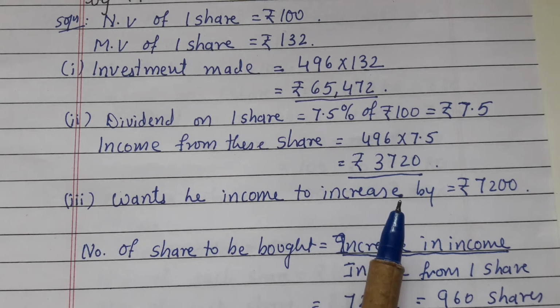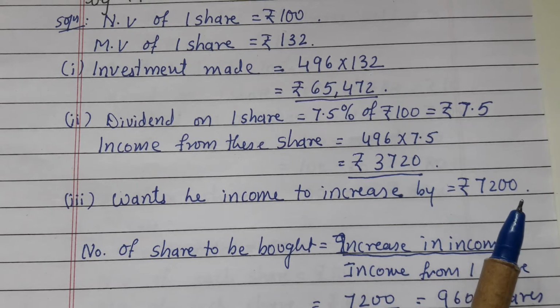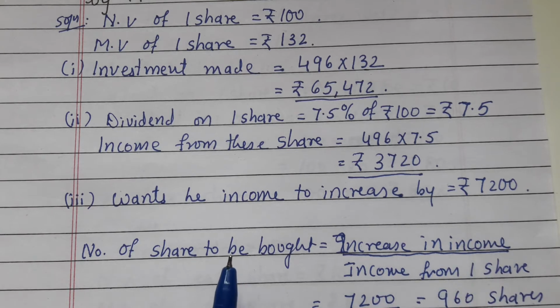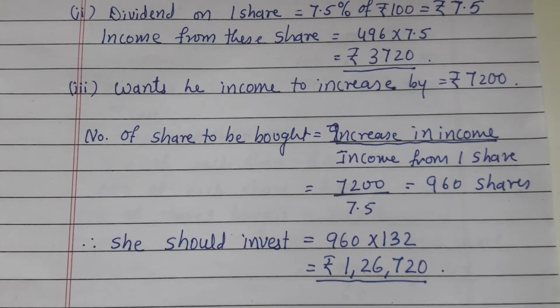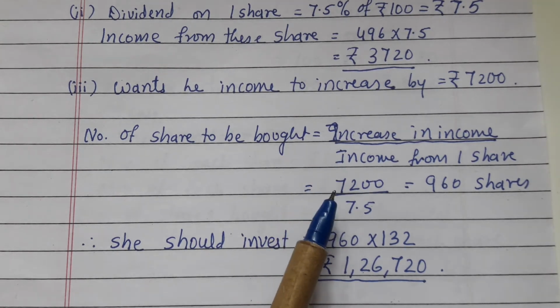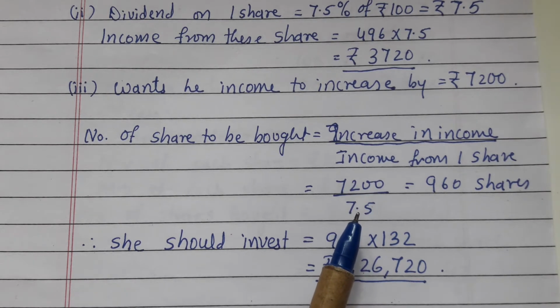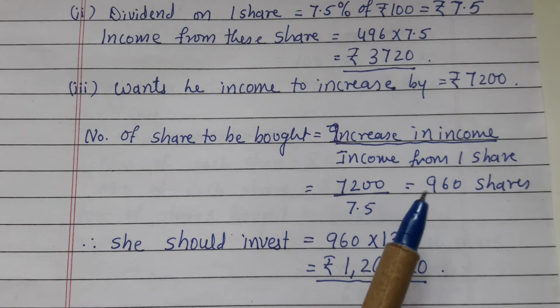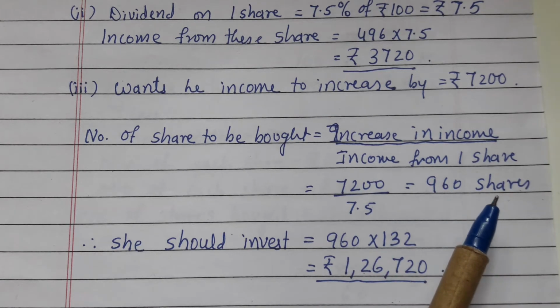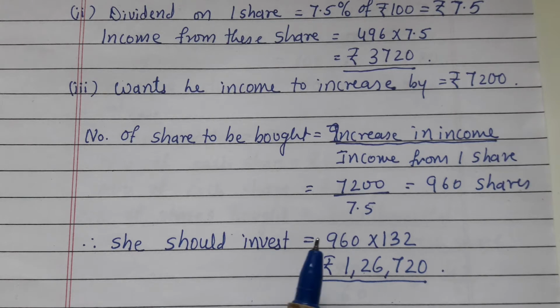Income wants to be increased by rupees 7,200. Therefore, number of shares bought is equal to increase in income upon income on one share. Increase in income, how much she wants? 7,200. Income on one share is 7.5 rupees. That is equal to 960 shares. Therefore, she should invest 960 into 132, that is equal to rupees 1,26,720.